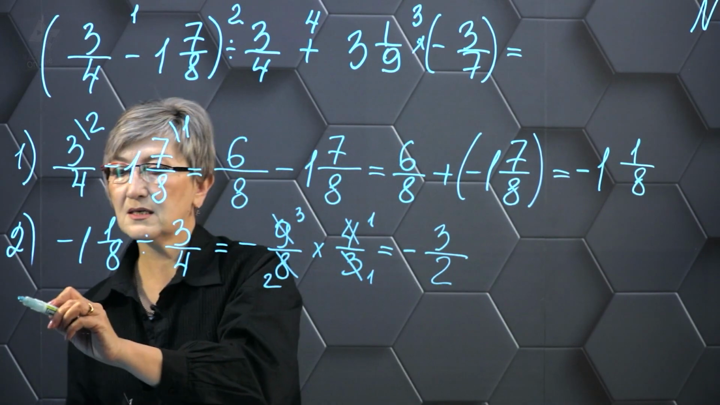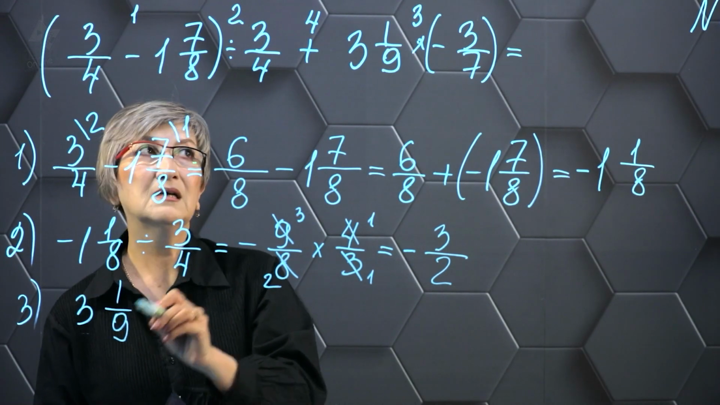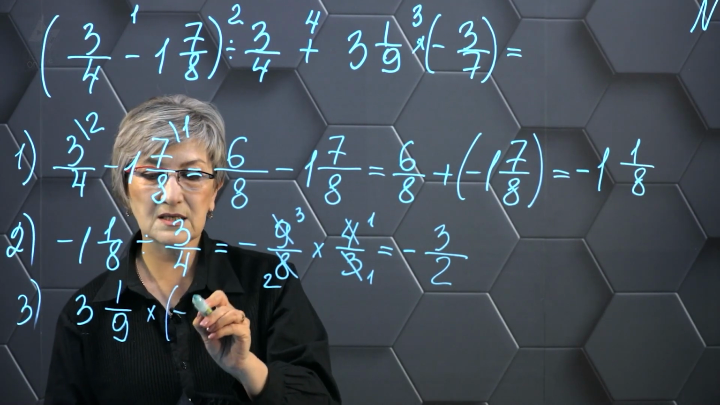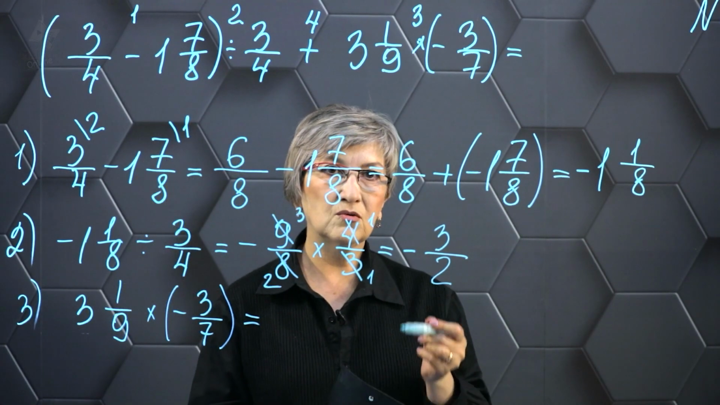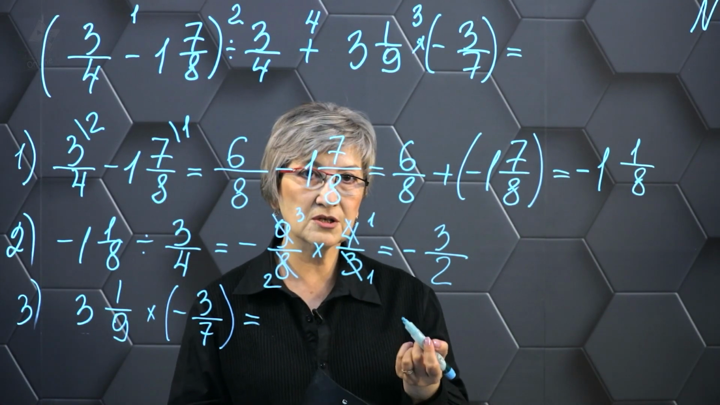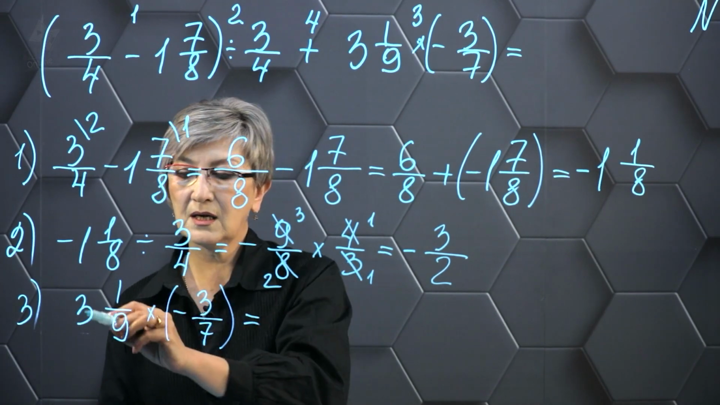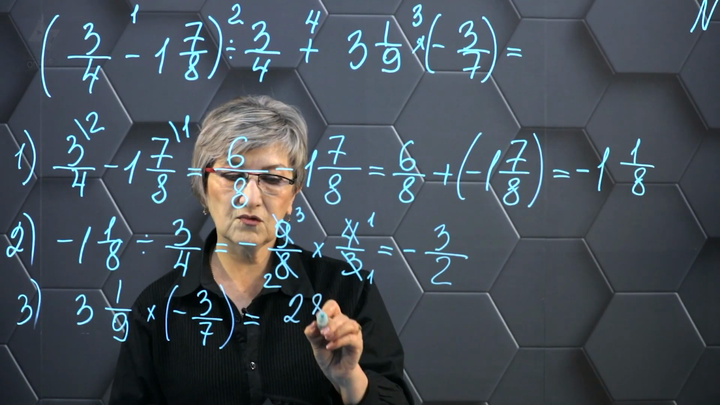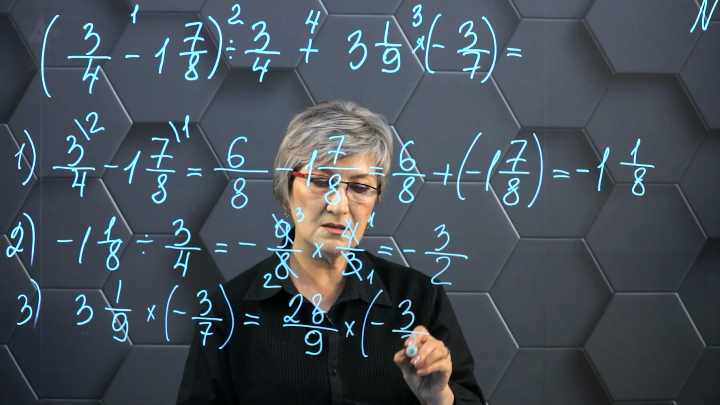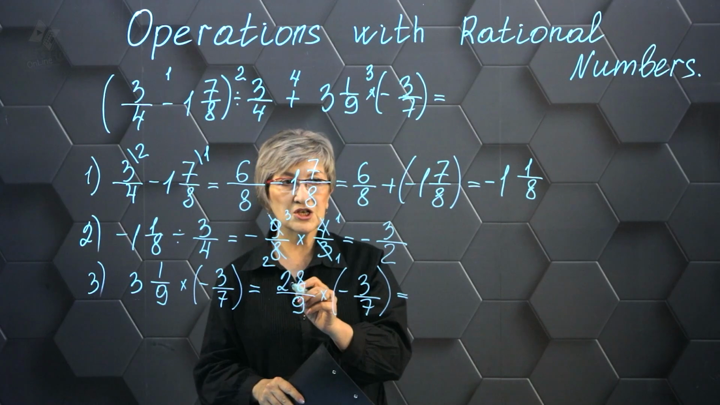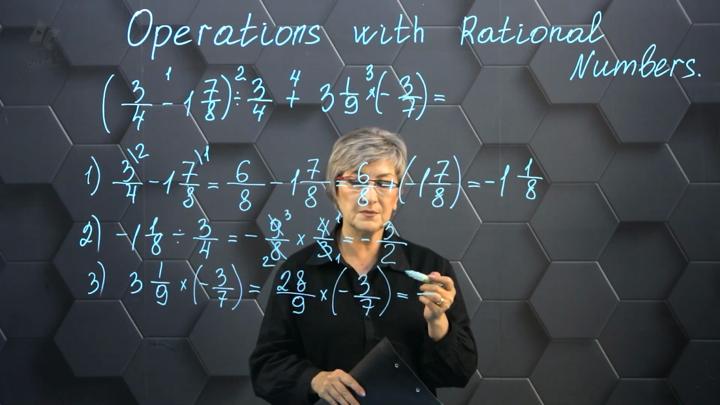Next action, 3. The number 3 1/9. Well, we need to multiply by the negative number minus 3/7. Using the multiplication rule for fractional numbers and mixed numbers, we will convert a mixed number into an improper fraction, and that number is 28/9 multiplied by the number minus 3/7. We're multiplying a positive number by a negative number, so I'm going to put a minus sign right away.